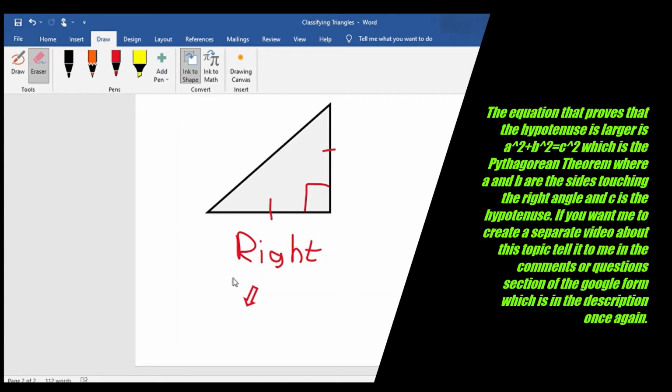Well, how did that make it an arrow? I have no idea. It's okay.